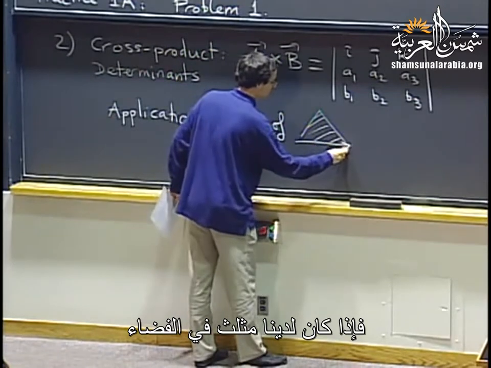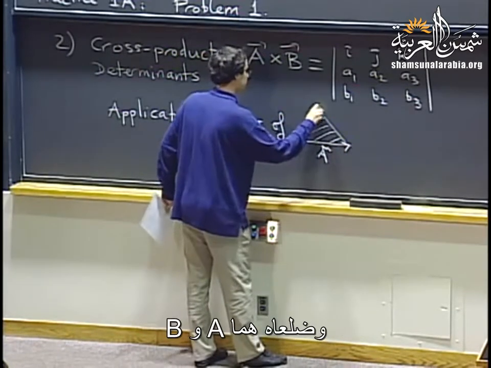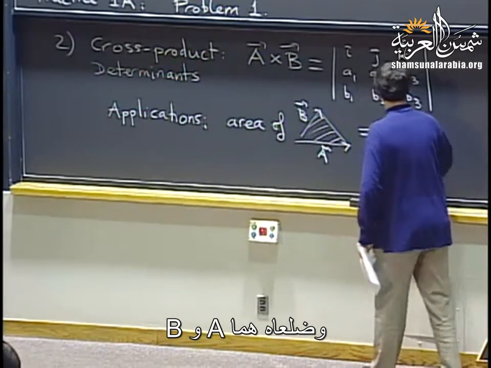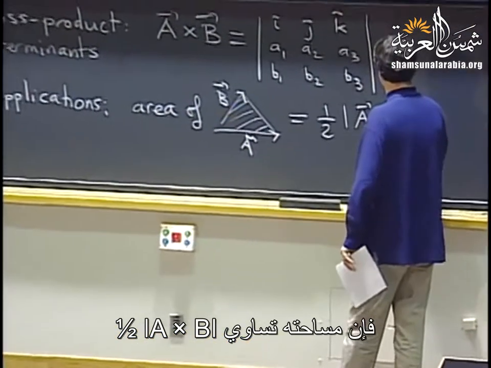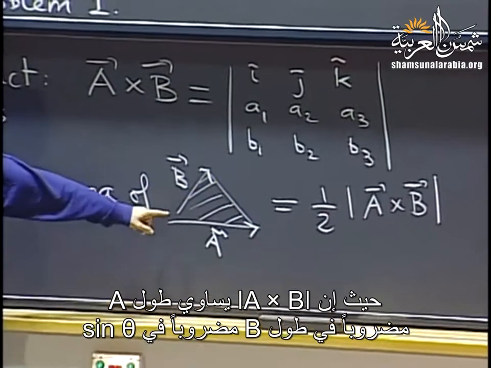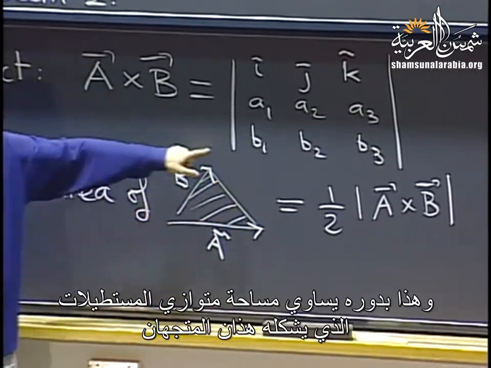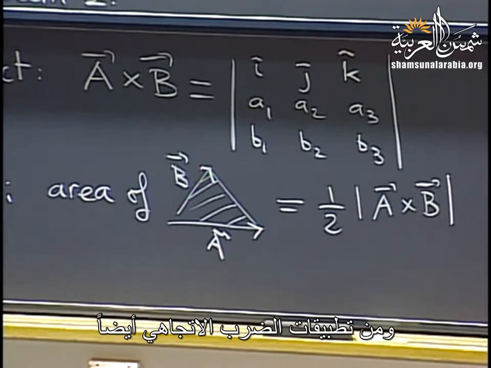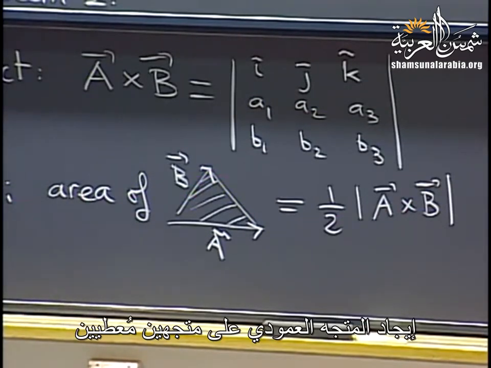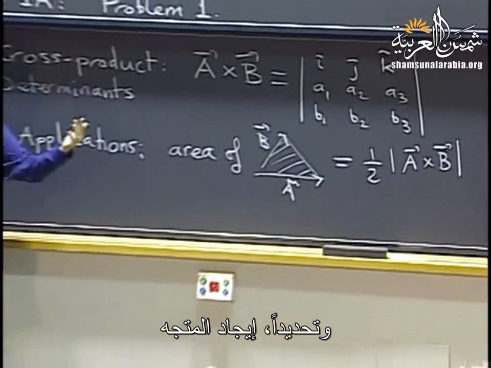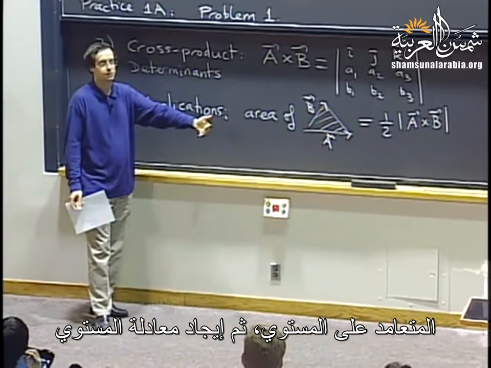So if you have a triangle in space with sides A and B, then its area is 1/2 of the length of A cross B, because the length of A cross B is length A, length B, sine theta, which is the same as the area of the parallelogram formed by these two vectors. And the other application of cross product is to find a vector that's perpendicular to two given vectors. So in particular, to find the vector that's normal to a plane and then find the equation of a plane.